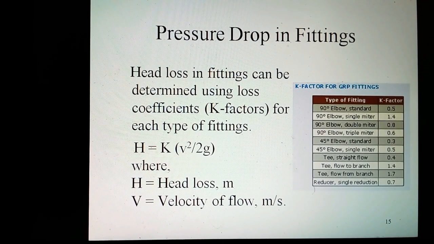When more accuracy is required, head loss in fittings can be determined using loss coefficients, K-factors, for each type of fitting. In this approach, the K-factor is multiplied by the velocity head of the fluid flow. The formula is H equals K times the square of V divided by 2g, where H equals head loss in meters and V equals velocity of flow in meters per second.